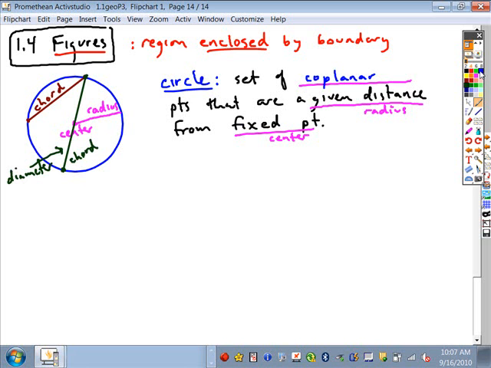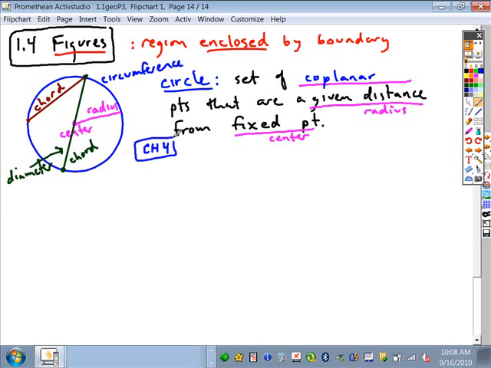The points that make up the circle, if you were to measure the distance to travel around those points, is called the circumference. So the circumference is just the length or perimeter around that circle. Terminology-wise, that's all I want to go through here. Once again, we'll talk more about circles in Chapter 4.